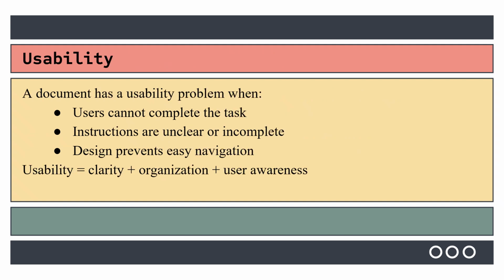This connects to the idea of usability. A document has a usability problem when users cannot complete the task, when instructions are unclear or incomplete, or when design prevents easy navigation. Remember, if users struggle, the problem is with the document, not the user.